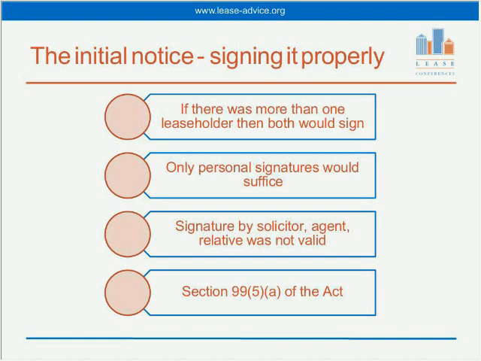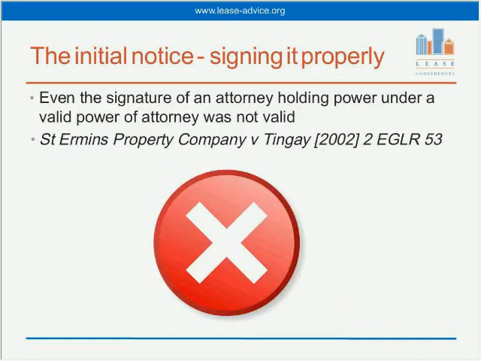And this is all because of an interpretation of Section 99(5A) of the 93 Act in a case called St. Ermin's Property Company against Tingay, the Court of Appeal, where somebody being the donee of a power of attorney and signing a Section 42 notice as such was held that their signature was not enough, notwithstanding the fact it was under attorney, because it had to be the personal signature of the leaseholder concerned. And therefore, in St. Ermin's Property Company against Tingay, the notice was rendered invalid.